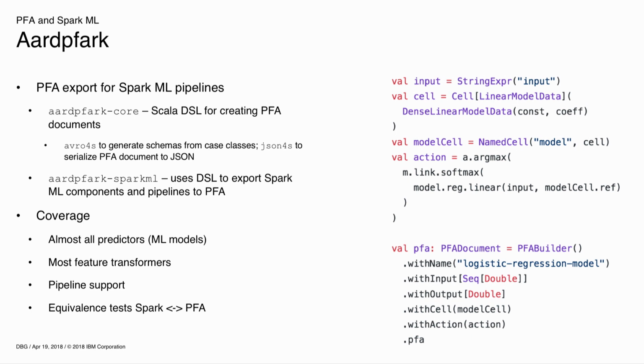And pipeline support in an initial form. So pipelines are fully supported, and as long as your pipeline is made up of components that have support in Aardvark to export to PFA, then we can merge them together into a PFA pipeline. And along with that, tests. So testing that the PFA that is generated from a Spark model, when scored, gives exactly the same results as Spark to make sure that there are no mistakes.